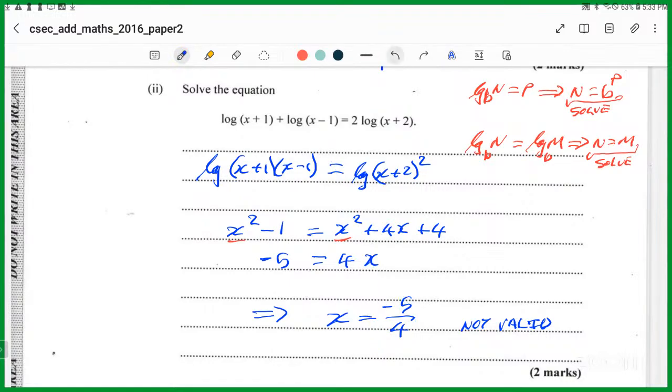But let me just double check if we did everything right. So we multiply these two things, log of the product. Bring this up here and make it a square. And then we expand this, it becomes the difference of 2 squares, x squared minus 1. Expand this side, we get x squared plus 4x plus 4. The x squares cancel. Then this 4 comes over here with this negative 1 to become negative 5. And we divide by this 4, negative 5 over 4. That is it. Are you alright with that?